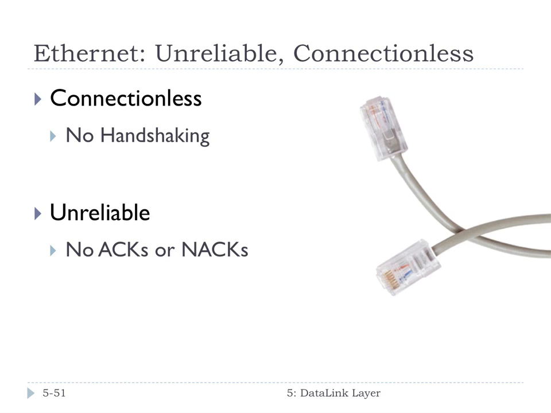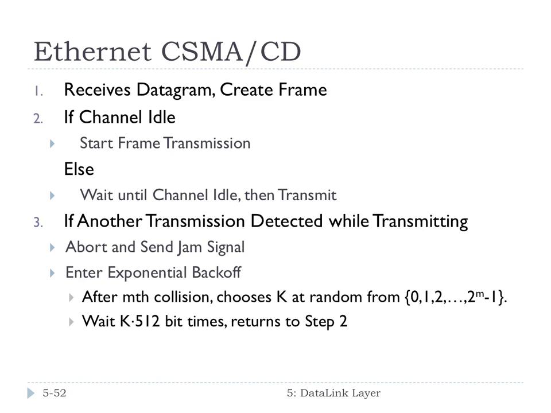Ethernet uses unslotted CSMA/CD. Okay, let's think about what that means. It's unslotted. That means you can send anytime you want to. It's CSMA, that's carrier sense multiple access. That means you listen first before you start transmitting. And CD means collisions are detected and you stop if you detect a collision.